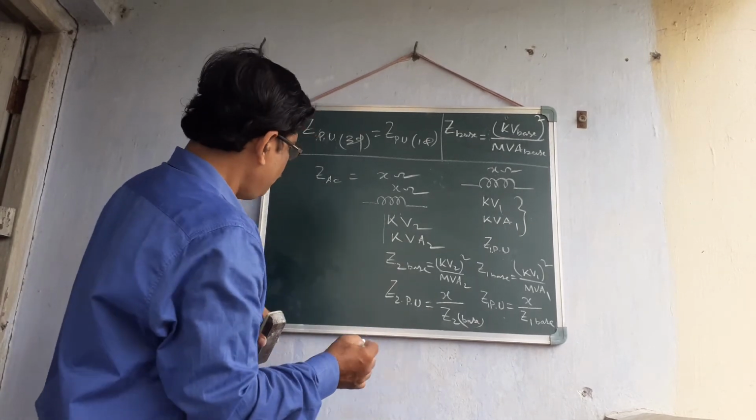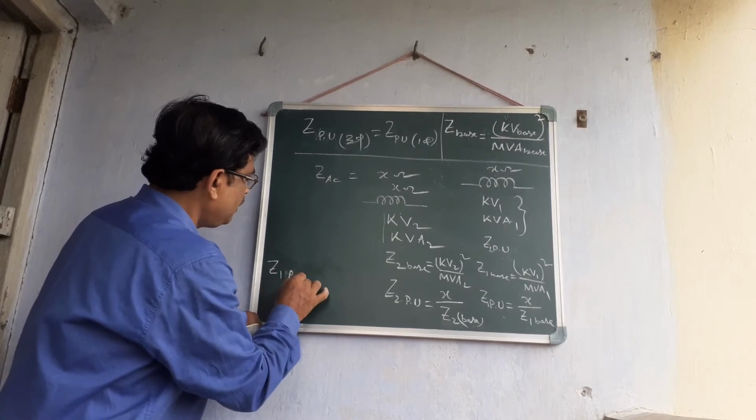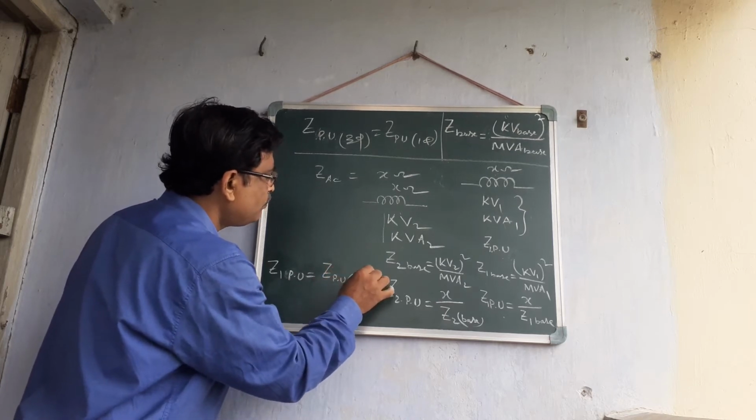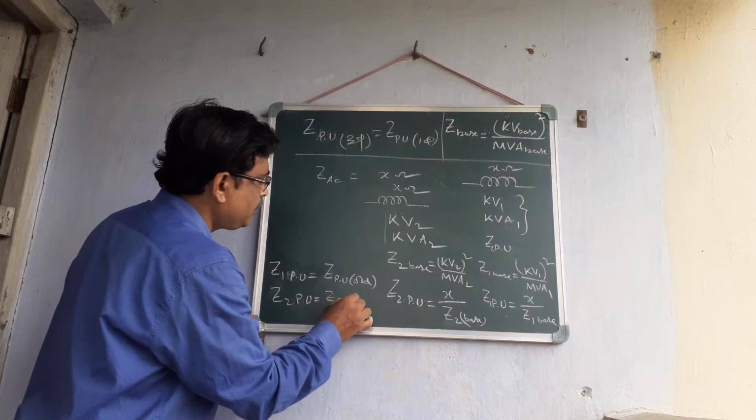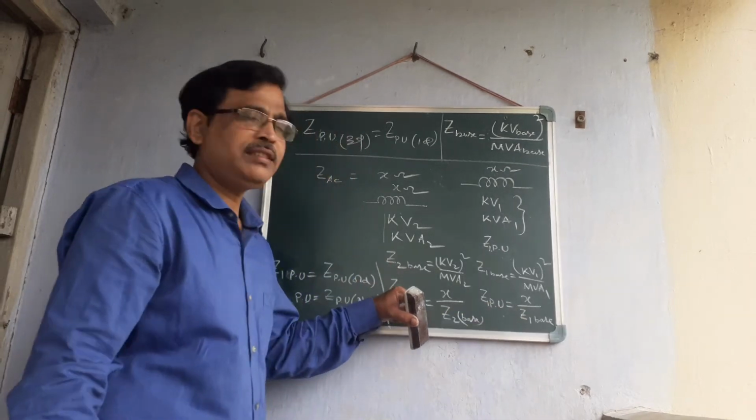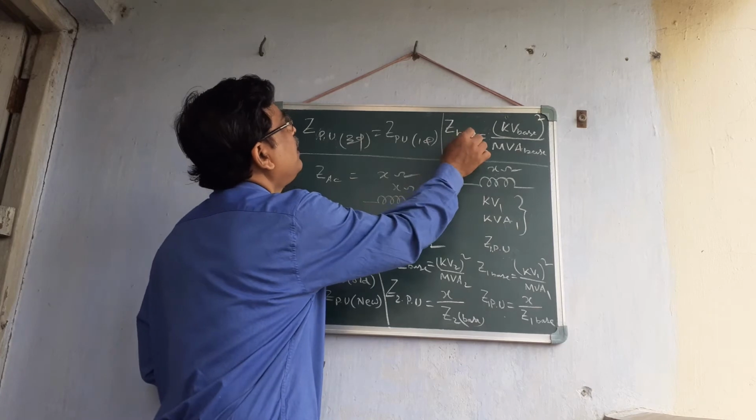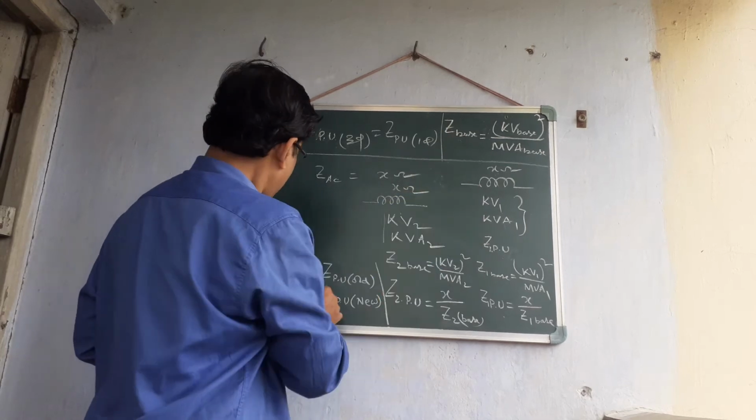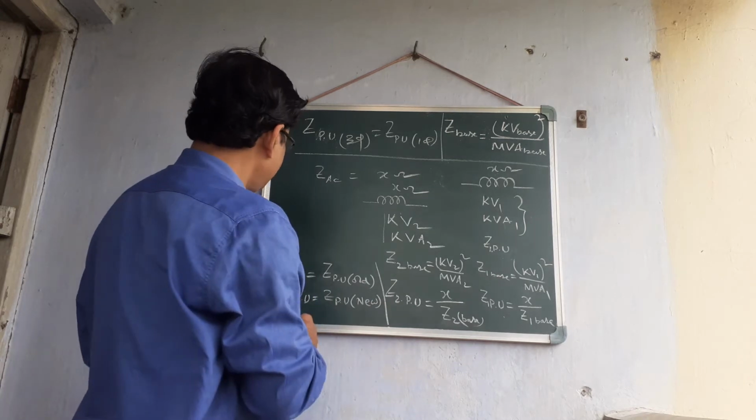Now assume Z1 per unit equals Z per unit old, and Z2 per unit is equal to Z per unit new. We can consider this is the old one and this is the new one. Now we will see what is the relation between these two. And once again, here it is base voltage, and from this we derive it. So let's start.